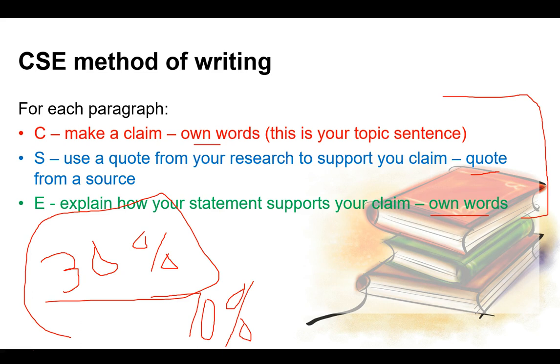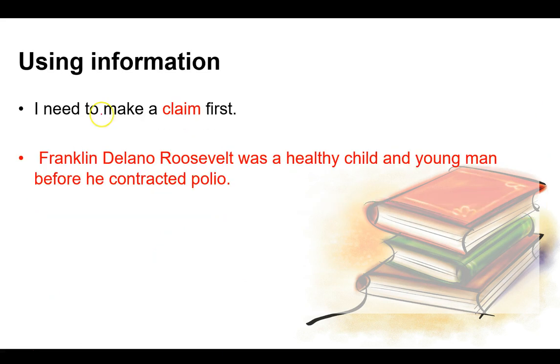Claim, quote, and explanation. All right, so I first need to make a claim. So this is my own words. This is what I'm saying. This is what I have figured out after reading a lot of the information. Franklin Delano Roosevelt was a healthy child and young man before he contracted polio.